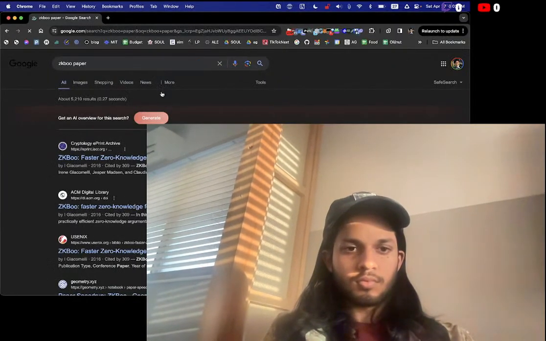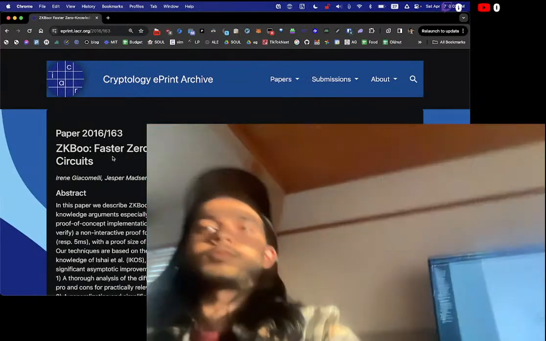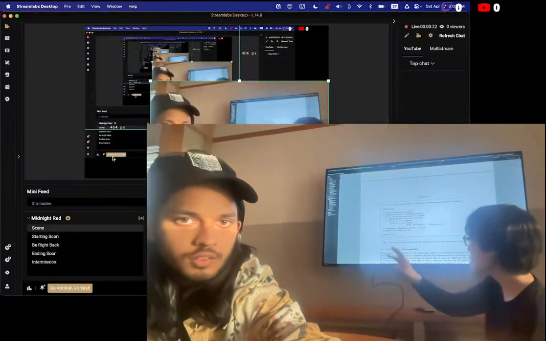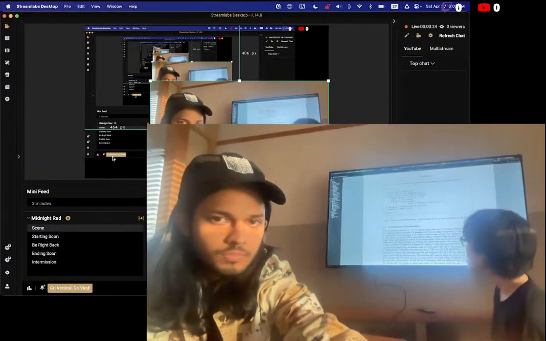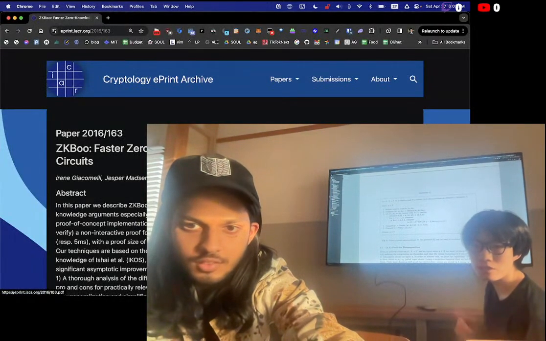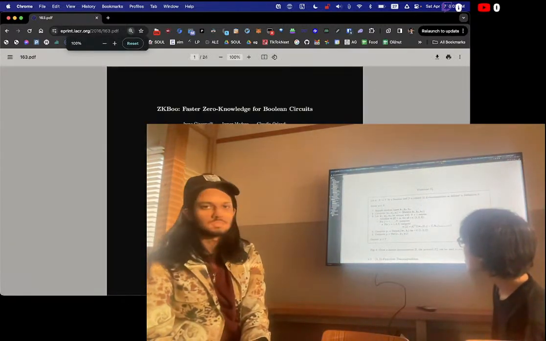Basically, ZKBoo simulates three-party MPC. In ZKBoo, one prover simulates three-party MPC, and it decomposes the vector of the input.